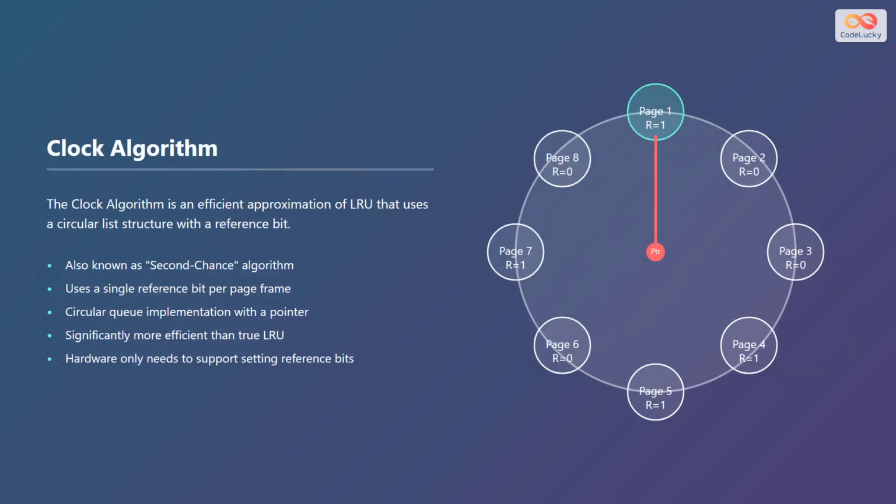Let's dive into the clock algorithm, an efficient way to approximate the least recently used, or LRU, page replacement policy. Also known as the second-chance algorithm, it uses a circular list structure with a reference bit for each page frame. Imagine a clock face, where each position represents a page in memory. A hand moves around the clock checking each page. This algorithm uses a single reference bit per page frame and implements a circular queue with a pointer. It's significantly more efficient than true least recently used and requires minimal hardware support, needing only the ability to set reference bits.